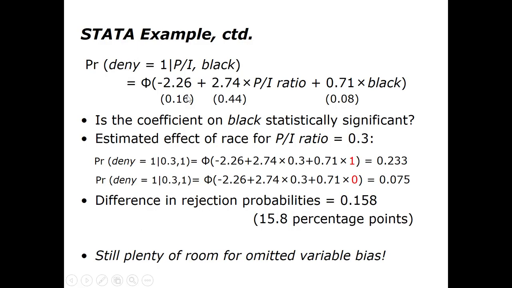So here it is. The variable black here is again a binary variable, and it takes one if the individual who applied for the mortgage is black, and it's zero if the individual is white. Now, the probability of denial given our PI ratio and being black is basically the cumulative standard normal distribution evaluated at certain values of the PI ratio and the variable black. It's very hard to keep track of saying the correct label for this variable for some reason.